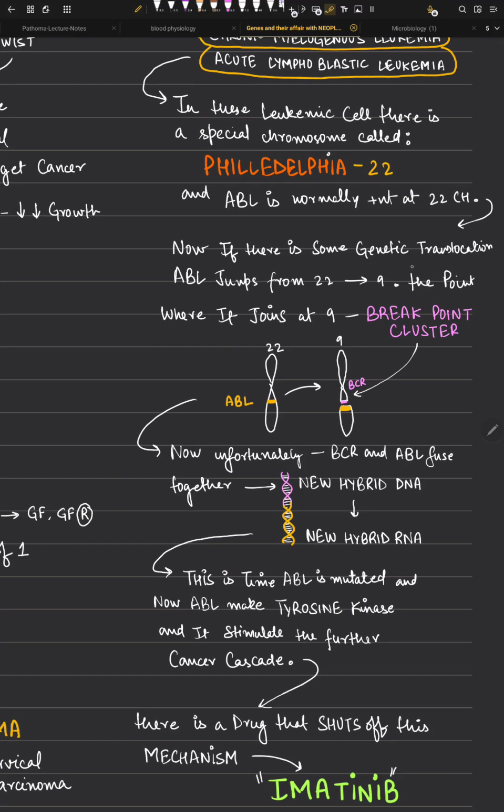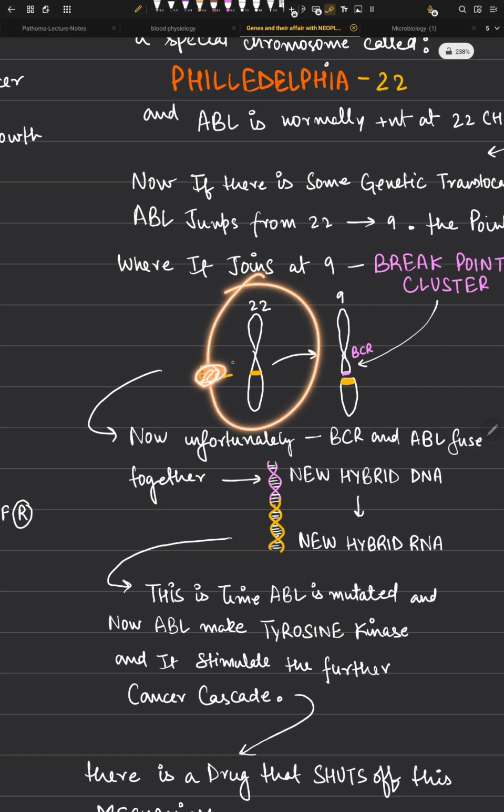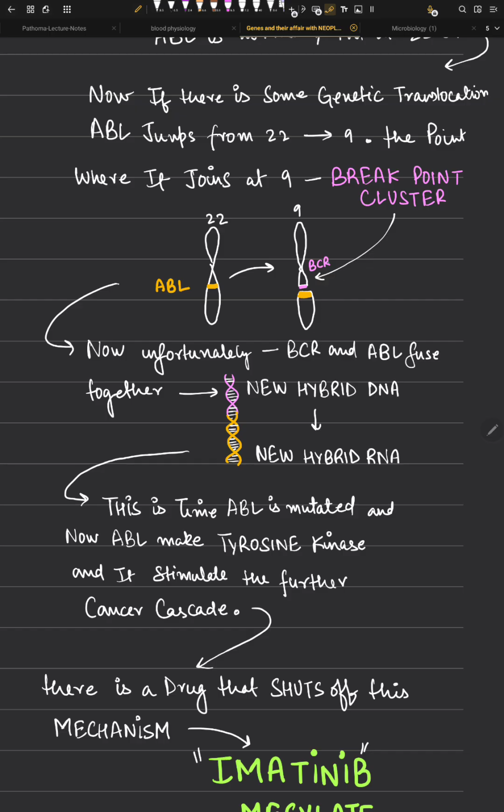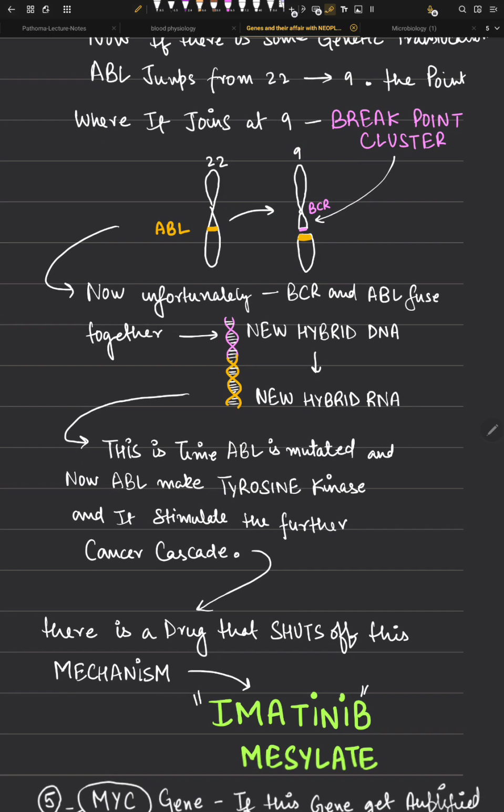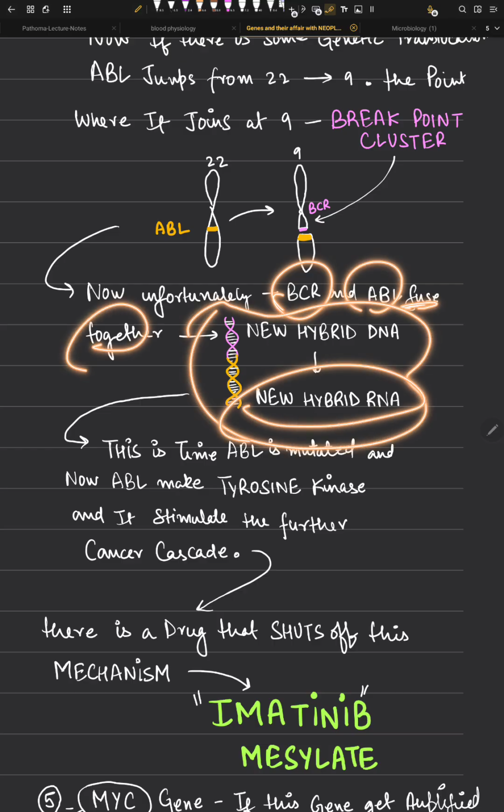Now if some genetic error happens and you have this translocation, the ABL jumps from 22 to 9. Where it joins at 9 is called the breakpoint cluster. This ABL gene at chromosome number 22 jumps and translocates itself onto chromosome number 9, and it breaks it there, and we call it the breakpoint cluster, BCR. Now, unfortunately, BCR and ABL fuse together and a new hybrid DNA is formed.